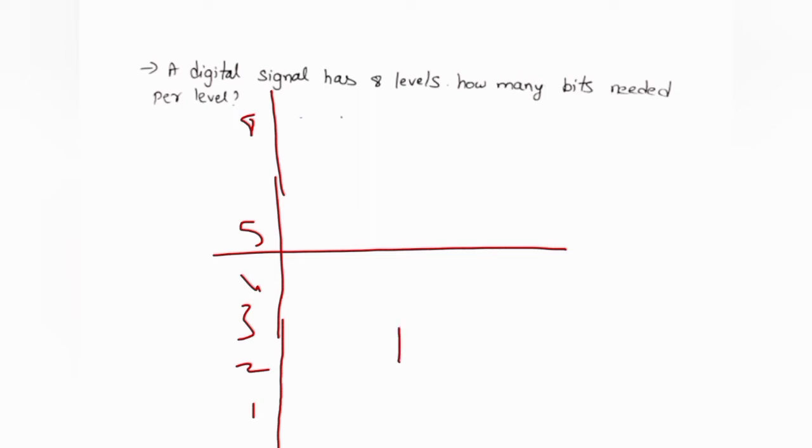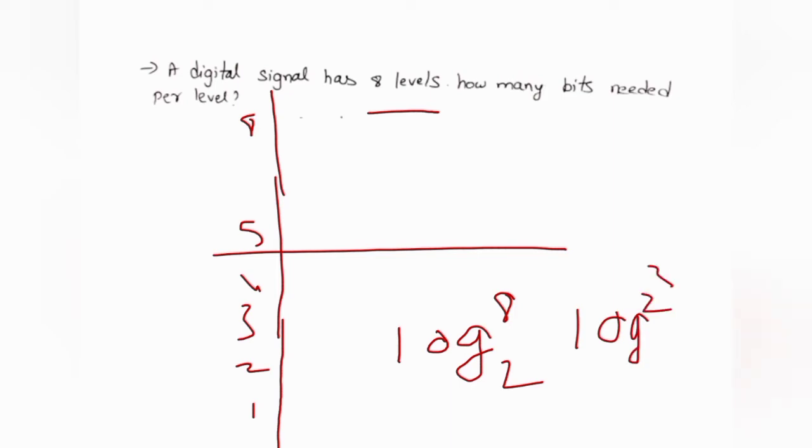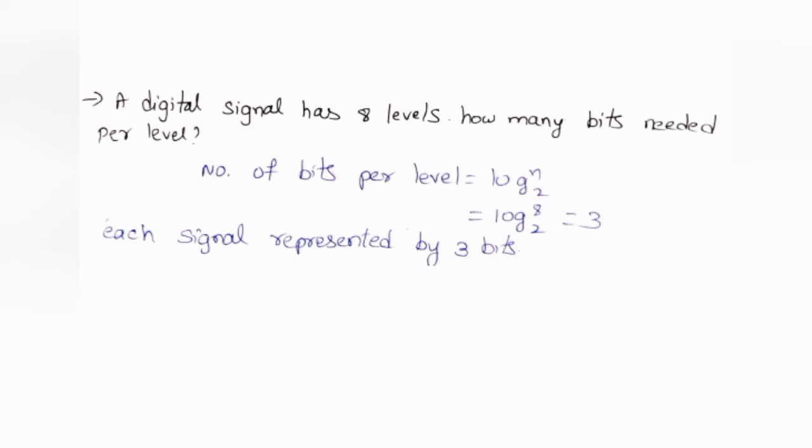We know that we have the formula log L base 2. Here the number of levels is 8, so log 8 base 2. 8 means 2 cube, so the number of bits needed to transmit per level is 3. The number of bits per level is log n base 2, where n means the number of levels. So 8 base 2 is 3, and each signal level represents 3 bits.